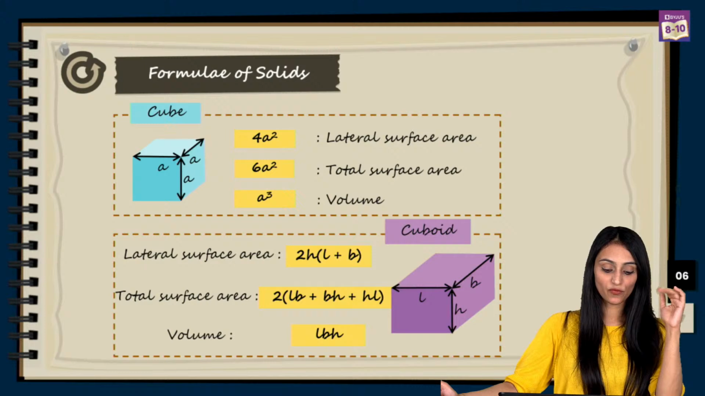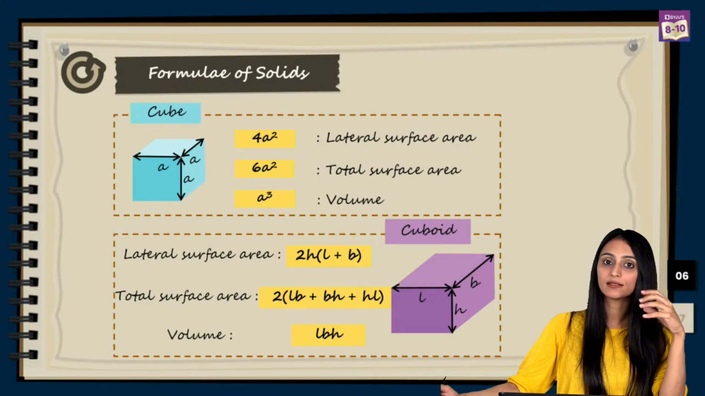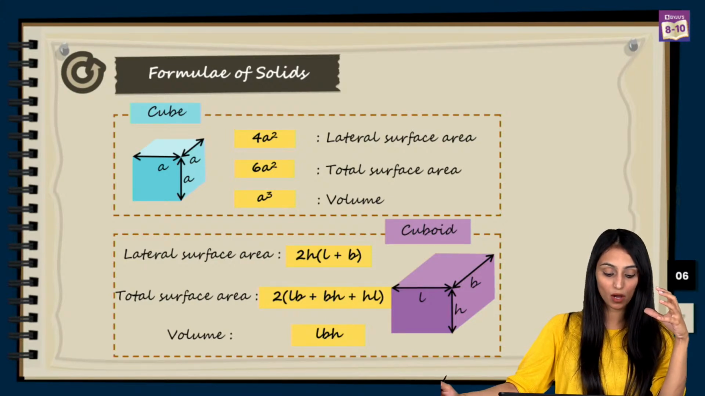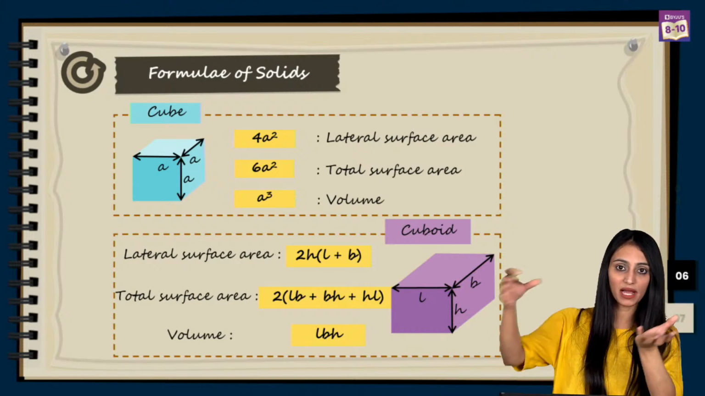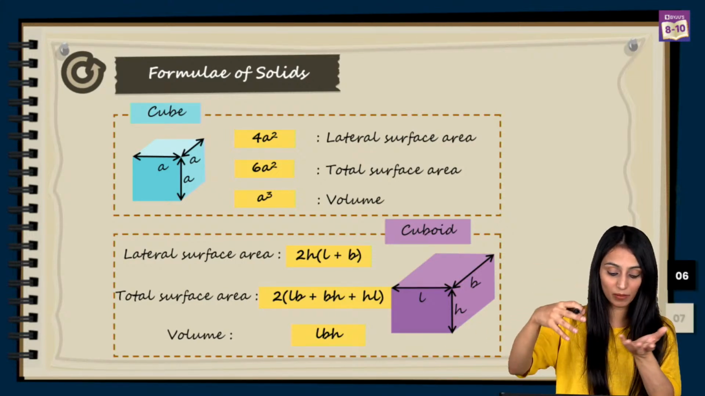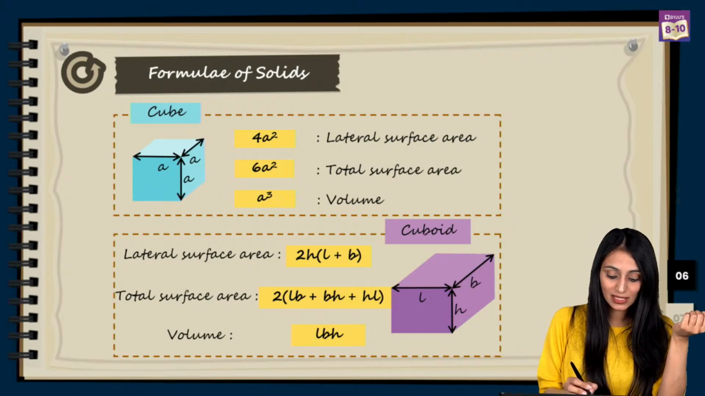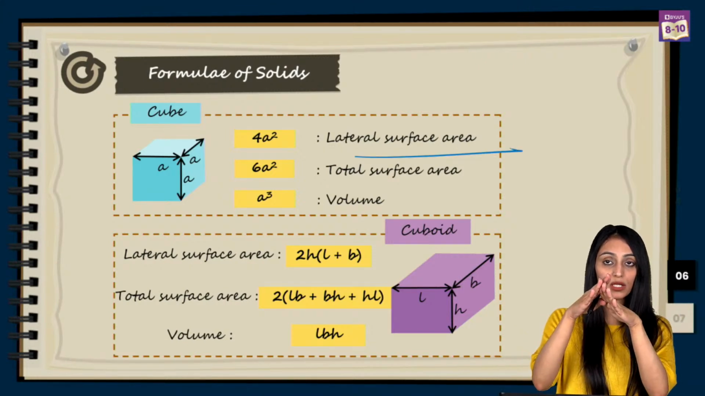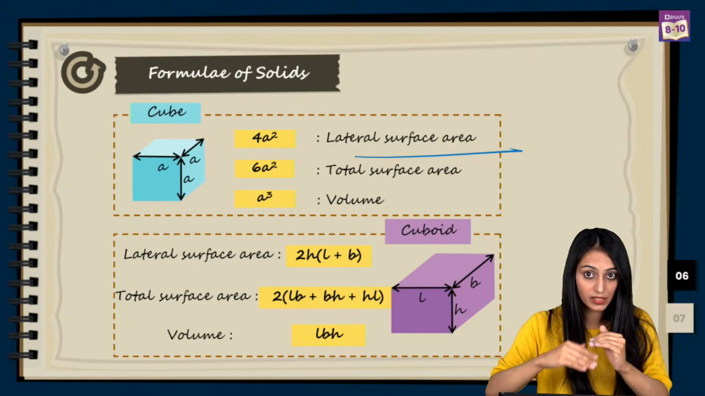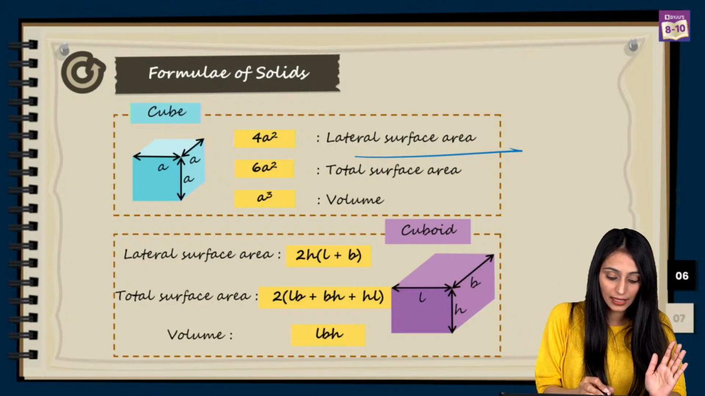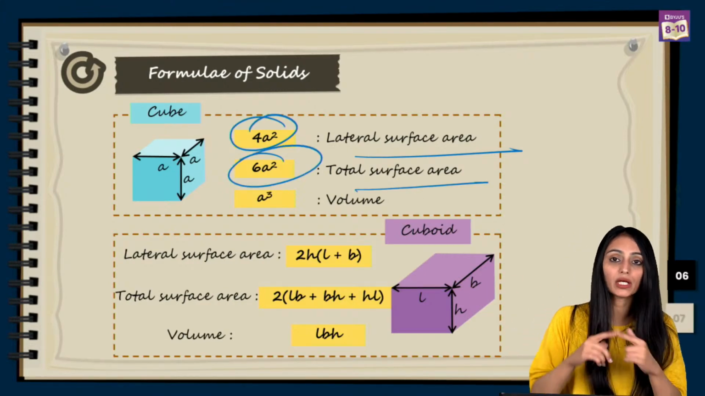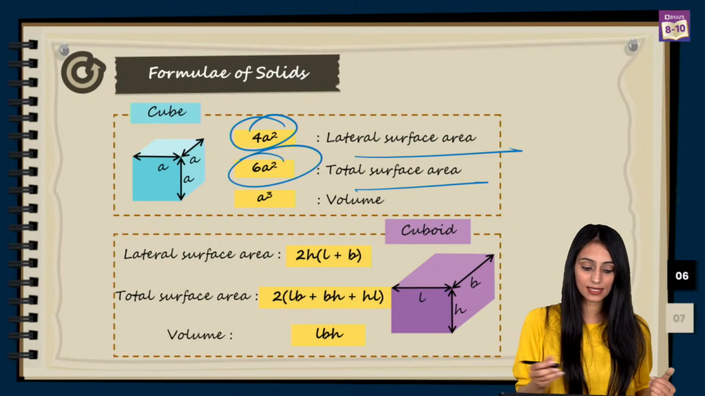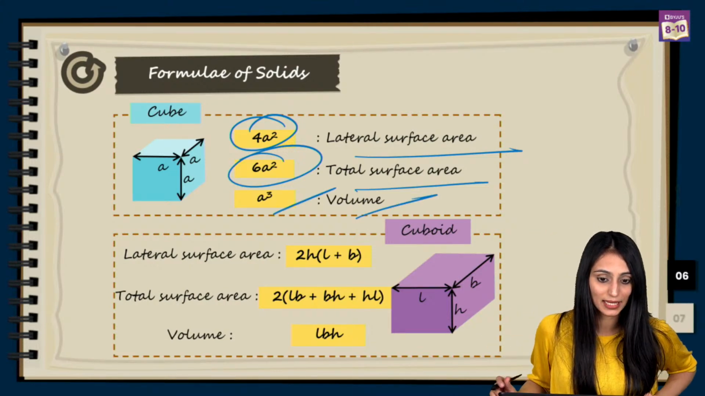Alright, so first of all, we talk about cubes. We know that it's a 3D figure which comes from a 2D square, right? When we keep piling up squares on top of each other of the same dimension, we get a cube. So its lateral surface area is basically, we do not consider the top and the bottom face. Only 4 surfaces we are considering. That's 4a square. Total surface area, we are considering all the 6 surfaces. That's 6a square, and volume is a cube. That's a cube.